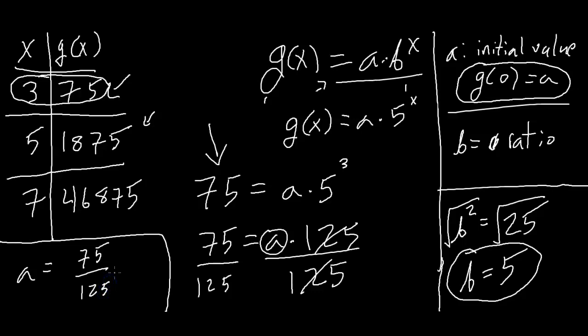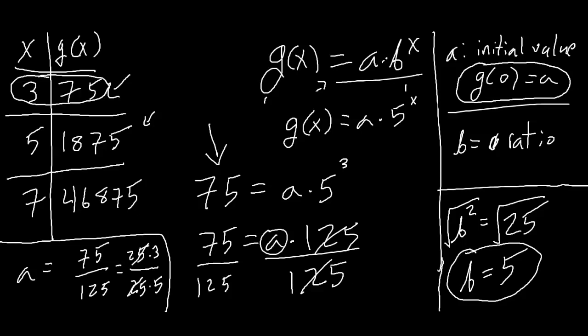Okay, can we simplify that? Well, let's see. What will they have a common factor of? I bet you they're going to have a common factor of 25, okay? Well, 75 is 25 times 3, right? And what is 125? 125 is 25 times 5, right? Well, we can cancel out both of these factors of 25, right?